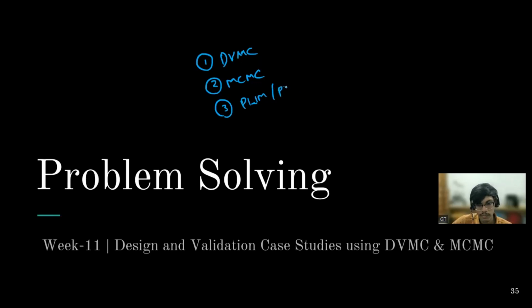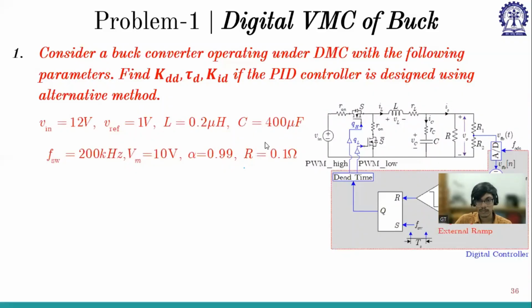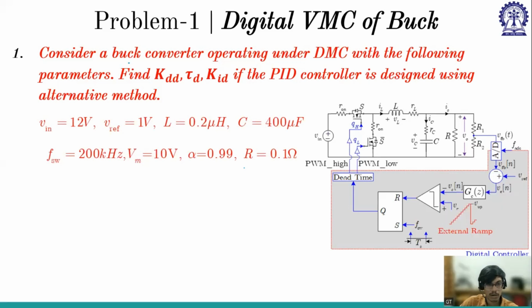So the first problem is about the digital voltage mode control of a buck converter. Consider a buck converter operating under DVMC with the following parameters. Find KDD, tau D, and KID if the PID controller is designed using the alternative method. I have given input, reference, L, C, FSW, VM, alpha, and R. So how do I solve this question?